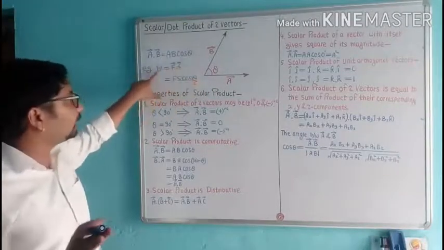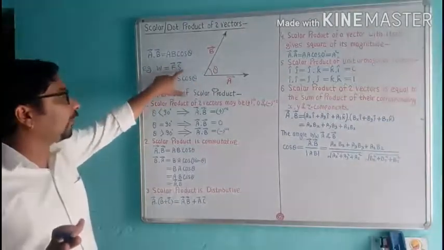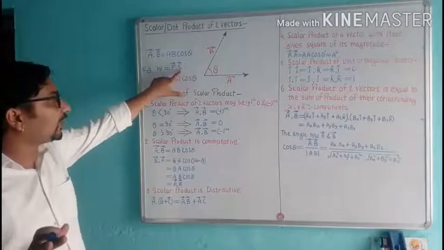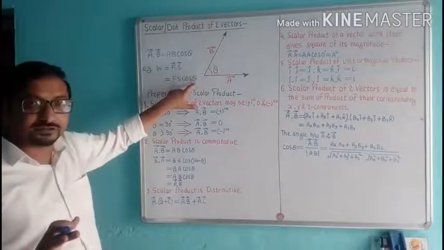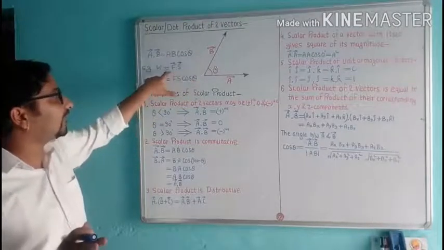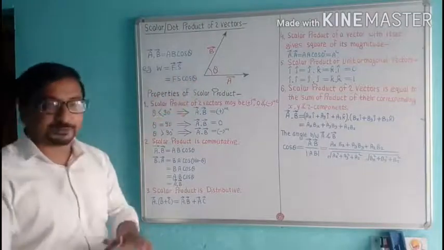For example, work done. Work done is a scalar quantity and W is equal to F dot S, force into displacement vector. F dot S is equal to Fs cos theta. As A dot B is equal to AB cos theta, similarly F dot S is equal to Fs cos theta. Now the important properties of scalar product.